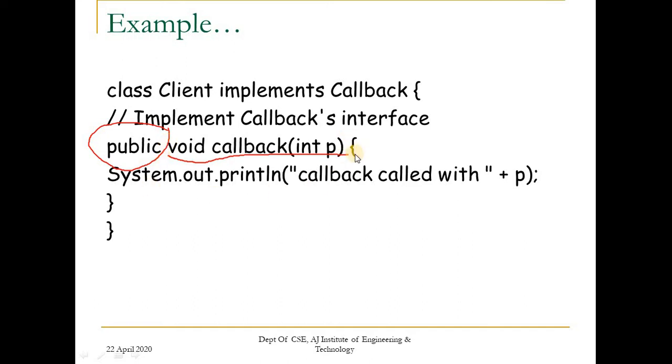Here we have implemented this callback method. We are just going to display "callback called with p". So p is the parameter that is passed to this method. We are just going to display "callback called with", and the parameter value we are going to append. So this is the class Client that is going to implement the callback interface. It is going to provide the definition of the method in that callback interface. So this is the method which was declared in that callback interface.